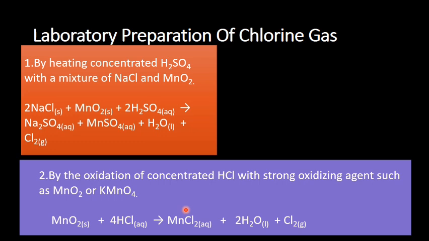laboratory. Please know that when we are talking about preparation, you should be able to give all these chemical equations to support your explanation.